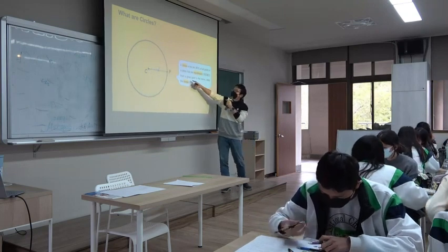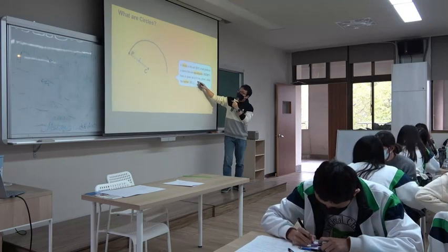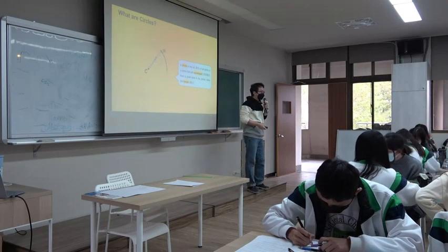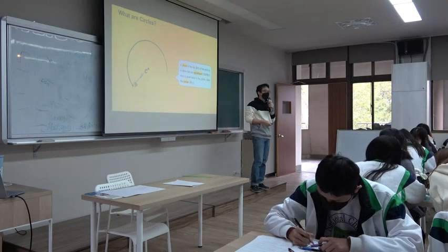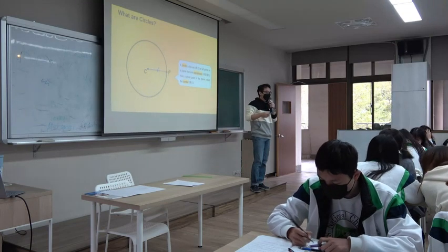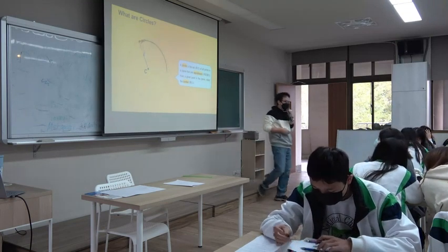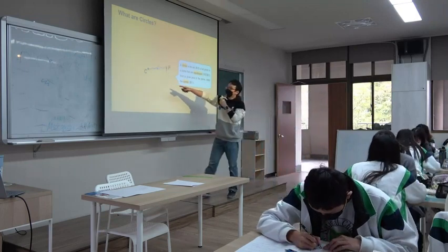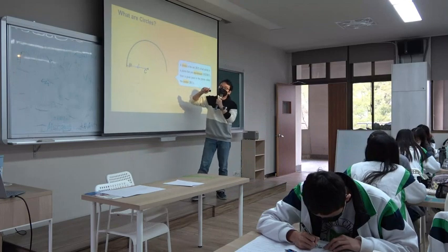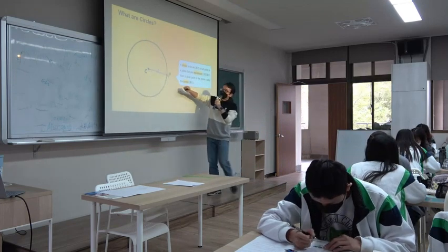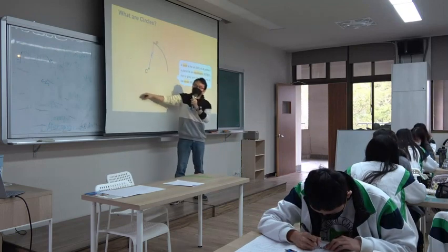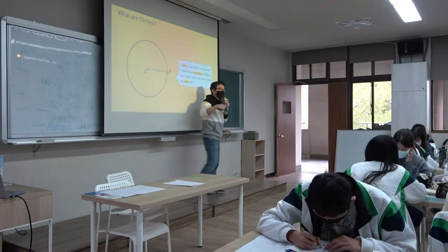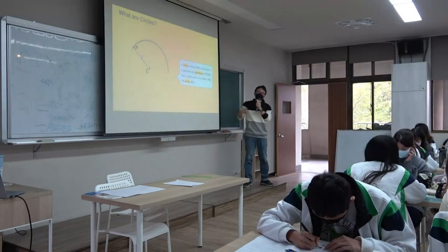Okay, and the given point we call the center of the circle. 圆心不是 circle heart. 有同学说圆心 circle heart. Center, okay, center. So in this case, C is the center of the circle, and all the points on the circle are equal distance from the center. Okay, that's the definition of circles.